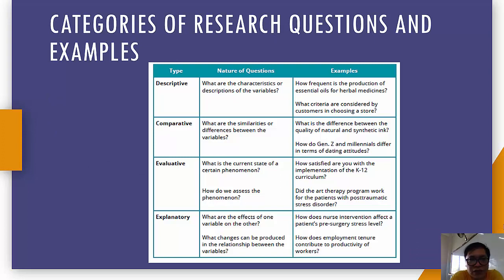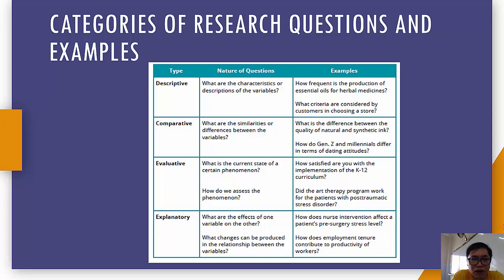So, categories of research question examples. I have here the type, the nature of questions, and example. So let's go to descriptive, the type. Nature of questions: what are the characteristics or descriptions of the variables? You have here the explanation. How frequent is the production of essential oils for herbal medicines? So how and what? What criteria are considered by customers in choosing a store? So you have here a descriptive type of example.